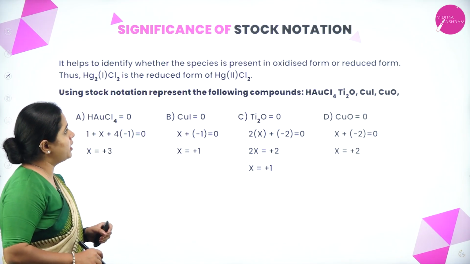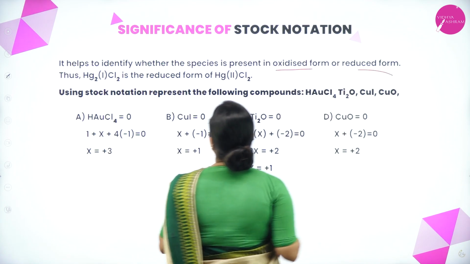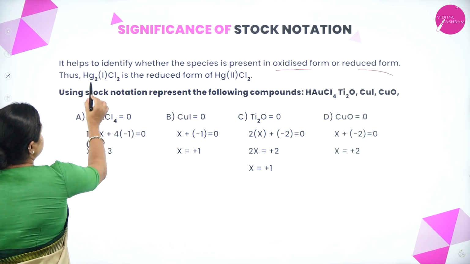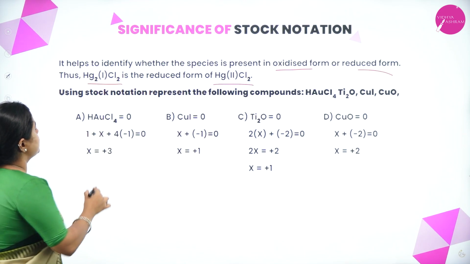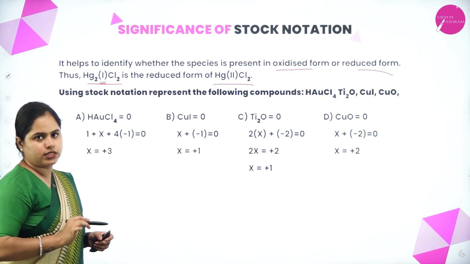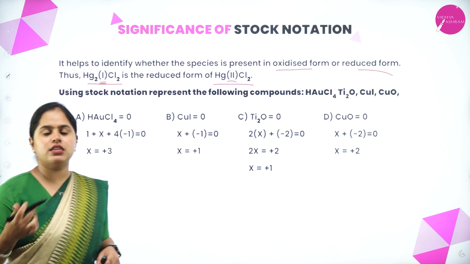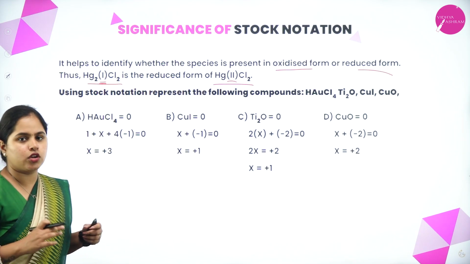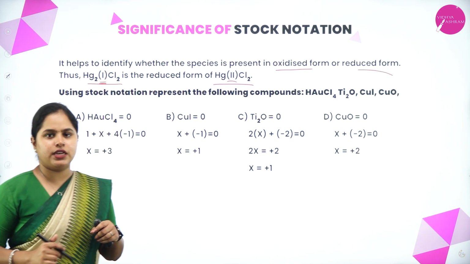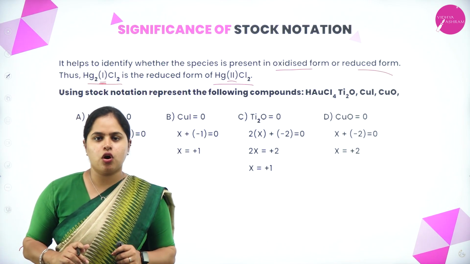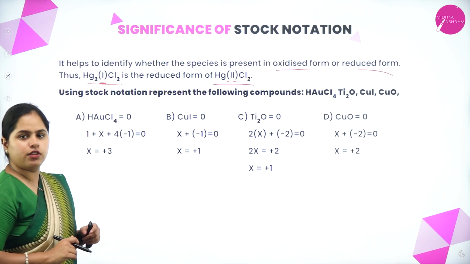So moving on to the significance of stock notation. It helps to identify whether the species is present in oxidized form or reduced form. So this is the reduced form of this particular compound. As you can see here, it is in the +1 oxidation state, and here it is in +2 oxidation state. So using this, we can identify whether the particular compound is in oxidized form or reduced form. Now there are a few examples given here based on which we have to write the stock notation for these compounds. So using the stock notation, represent the following compounds.